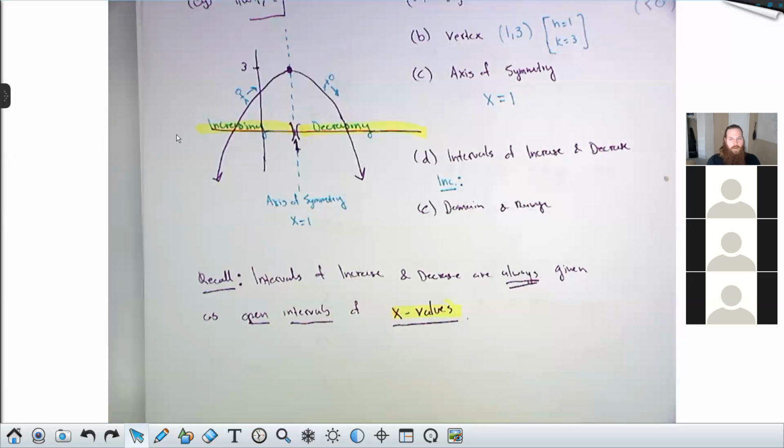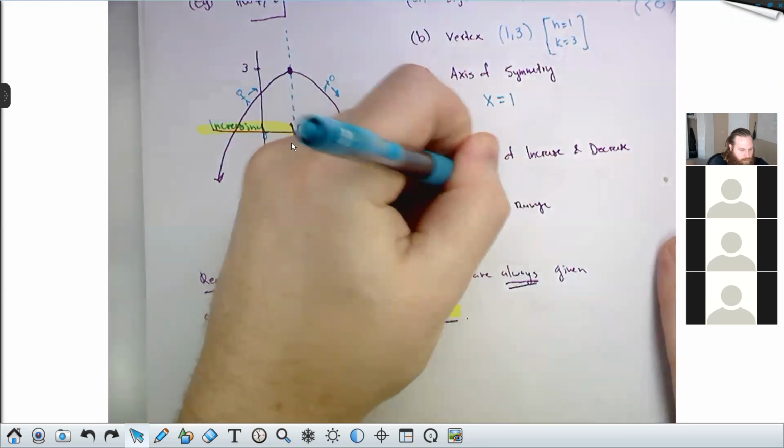Very good. Kendra nailed it. Thank you, Kendra. From negative infinity up to 1. Remember, only x values. I don't want any information about the y values. Intervals of increase and decrease are always given as open intervals of x values. So this 3 doesn't play a role. I care about the x values only. So from negative infinity up to 1, that is where we are increasing.